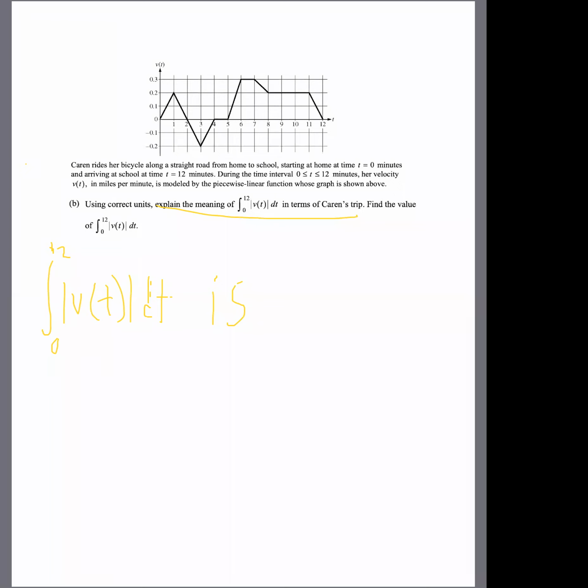Is the total distance. Correct. Okay, but it's the total distance of what? Of who? You need to specify. Karen's trip from t equals 0 to t equals 12 minutes. Why is it total distance? Because speed equals absolute velocity or something, and that means total distance when it's the integral?